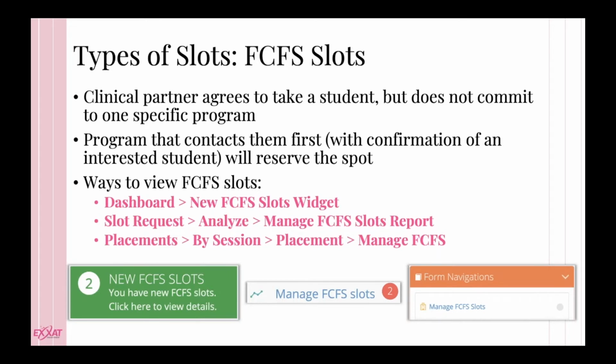And there's a couple of ways to view first come, first serve slots. One is through the dashboard widget, which will tell you how many first come, first serve slots have been offered. Another is on the analyze page for the slot request. You'll go to the left menu, click on slot request, click on analyze, and then manage first come, first serve slots. There's also, by session, you can go to the placements by session, click on the placement, and there's a manage first come, first serve slots there too. So a few different ways of managing these.